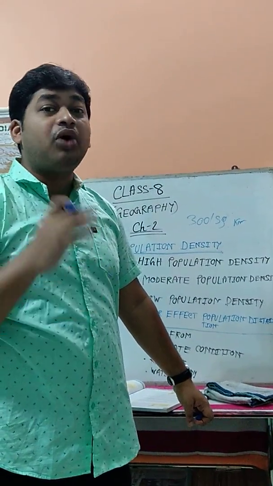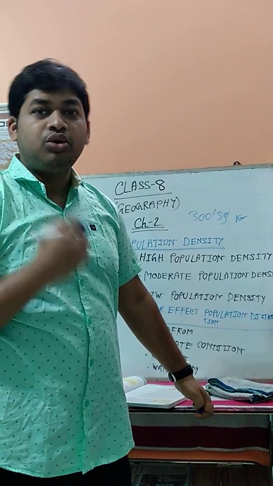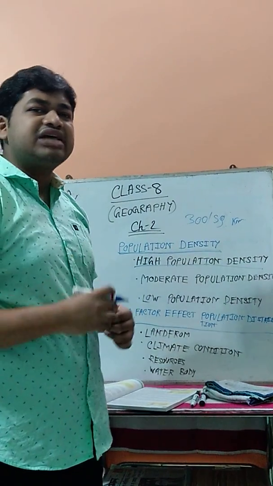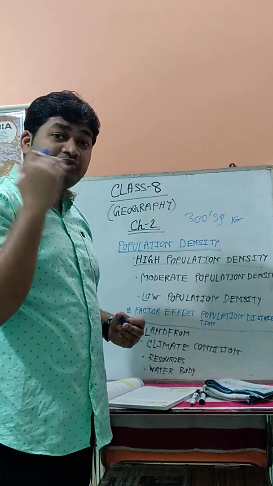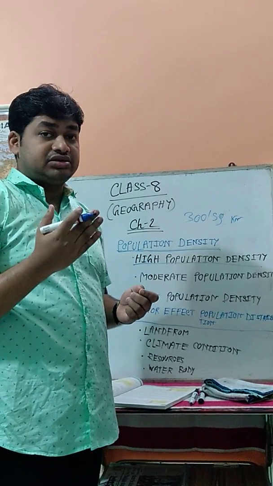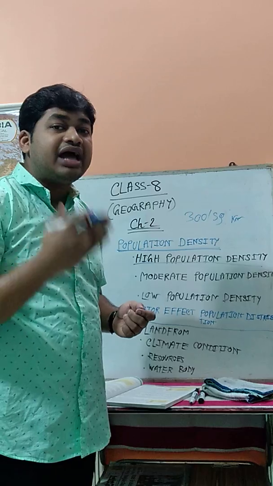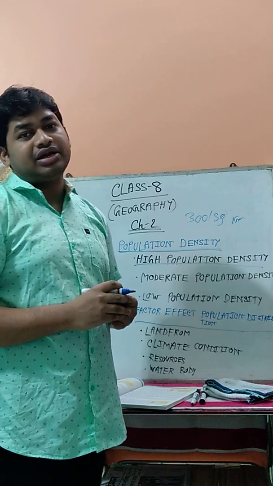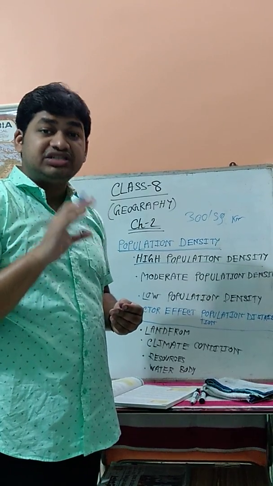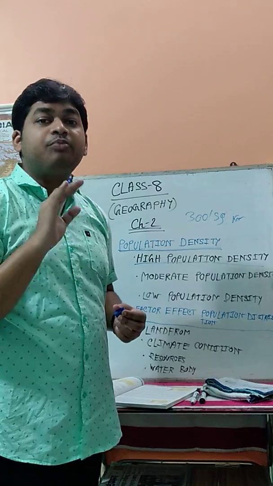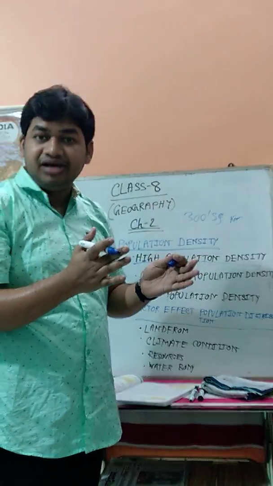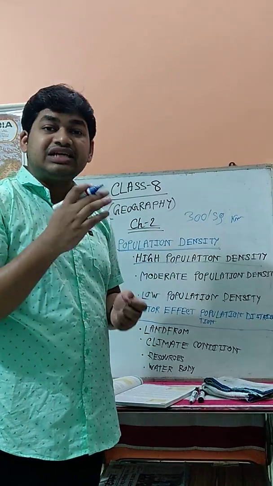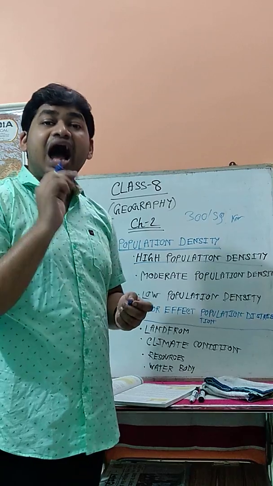Now population density is divided into three types. What are the three types? The first one is high population density. What is high population density? If the number of people is more than 500, or 500 and above, living per square kilometer, this type of population density is known as high population density.